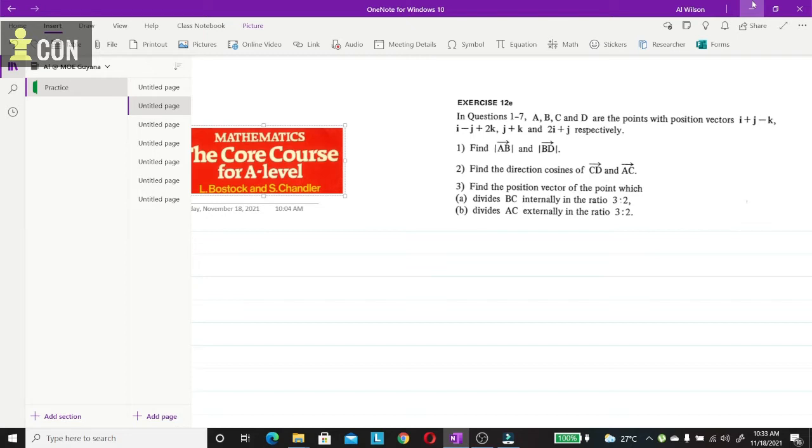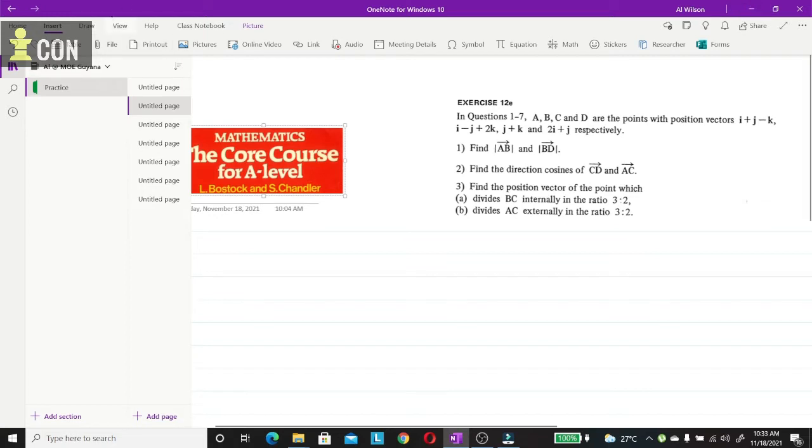So we're saying that we have A, B, C and D are the points of the position vectors where we have i plus j minus k, which is going to be A, i minus j plus 2k, which is B, j plus k, which is C, and 2i plus j, which is going to be D. And for question 1, we're going to look at solving for the modulus of AB and the modulus of BD.